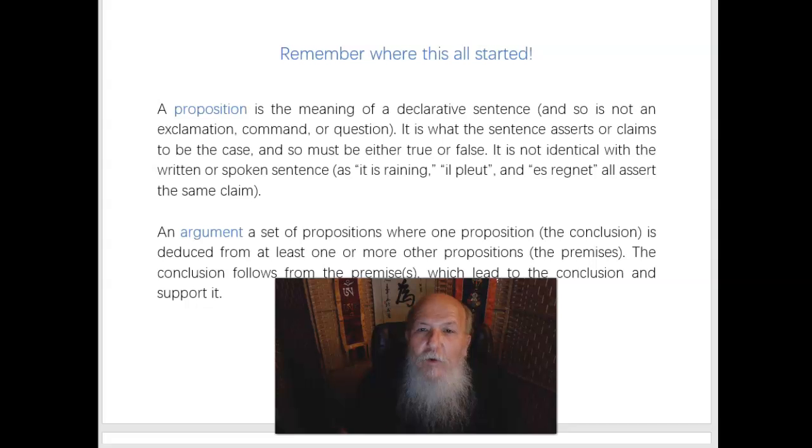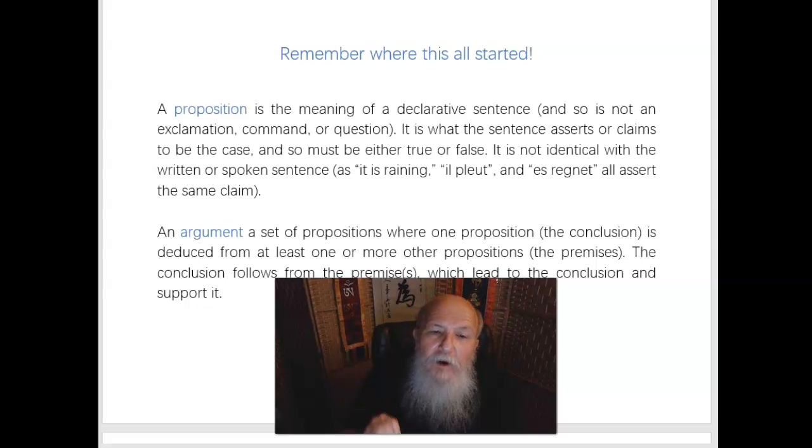Now, it's been a long road to get to this point, but remember where it all started. We said that a proposition is the meaning of a declarative sentence. And so it's not an exclamation, command, or question. It's what the sentence asserts or claims to be the case, and so must be either true or false. It's not identical with the written or spoken sentence. As it is raining, il pleut, and es regnet all assert the same claim or have the same meaning.